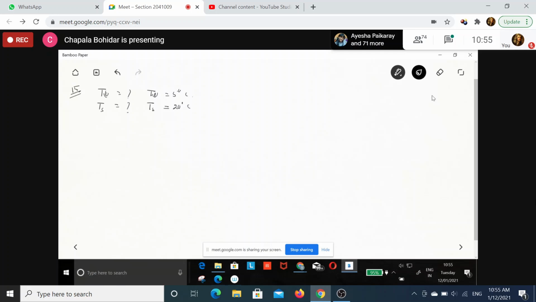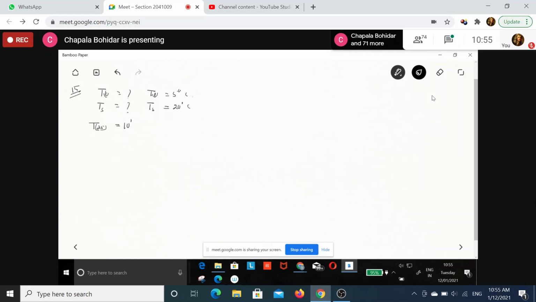After 25 minutes, T of 25 is equal to how much? 10 degrees, sorry, 10. Okay. What do you want to find out? First, you write down all these conditions, then it is very easy to solve your problems. If you write it down this way, it is very easy to solve. Clear to all of you?